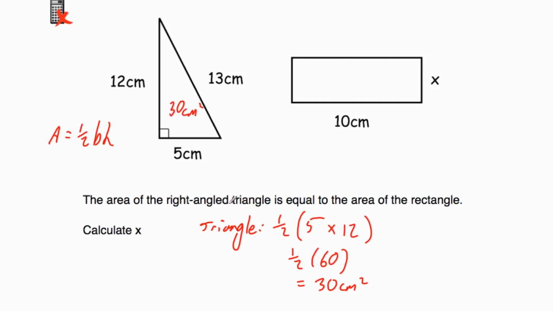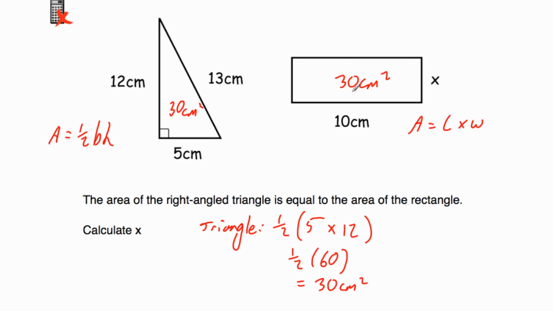But we're told that the area of the triangle is equal to the area of the rectangle. And so that means that this rectangle has got an area of 30 centimeters squared as well. Now we know the length of the rectangle, so we can then just work out the width of the rectangle. So remember, the area of a rectangle is given by the length times the width. So we just do 10 times this number is equal to 30.